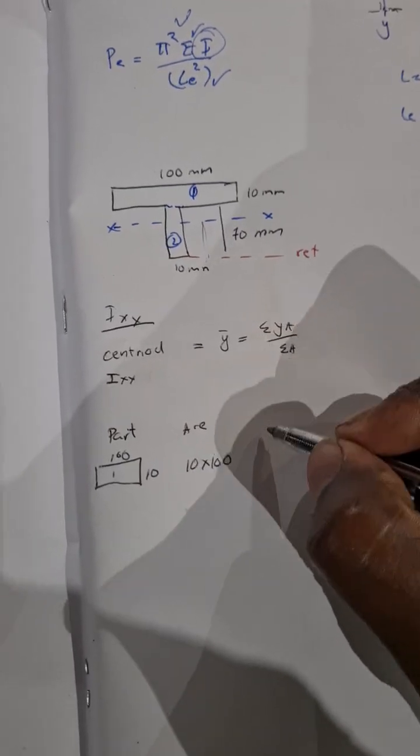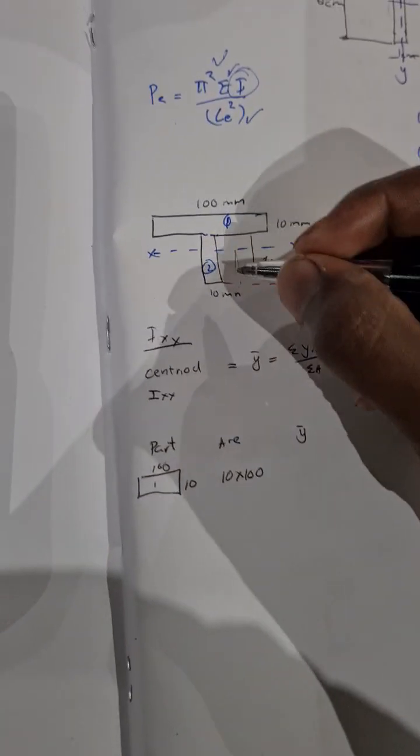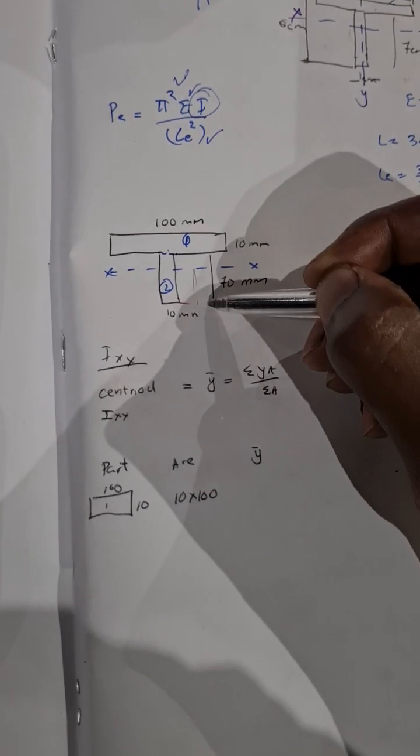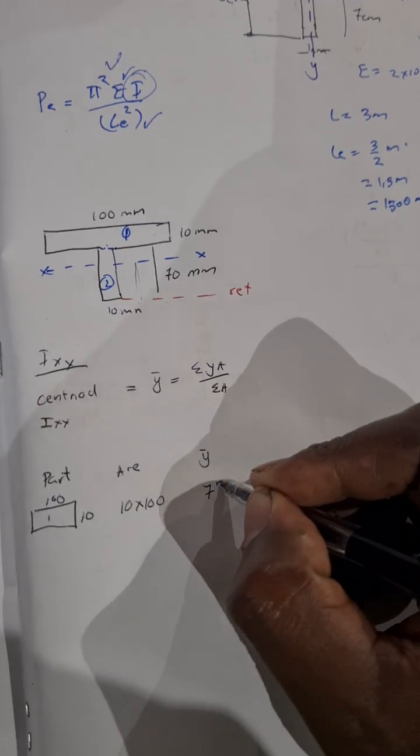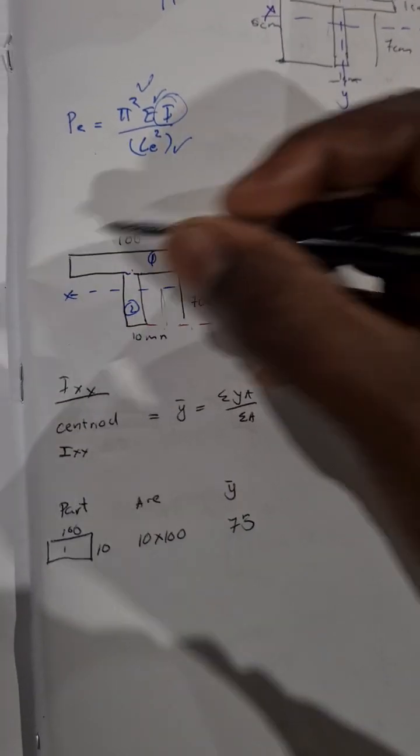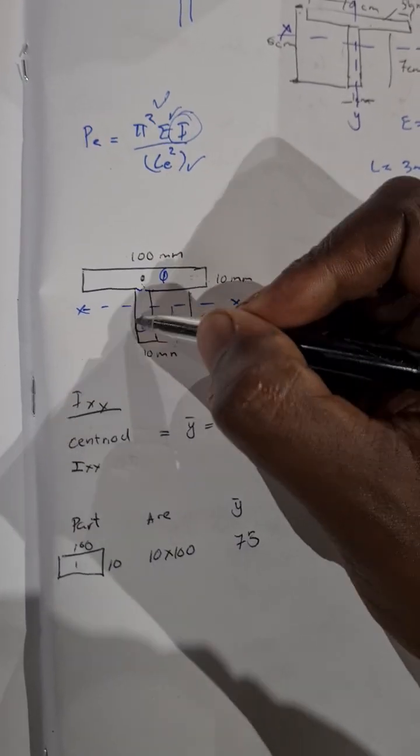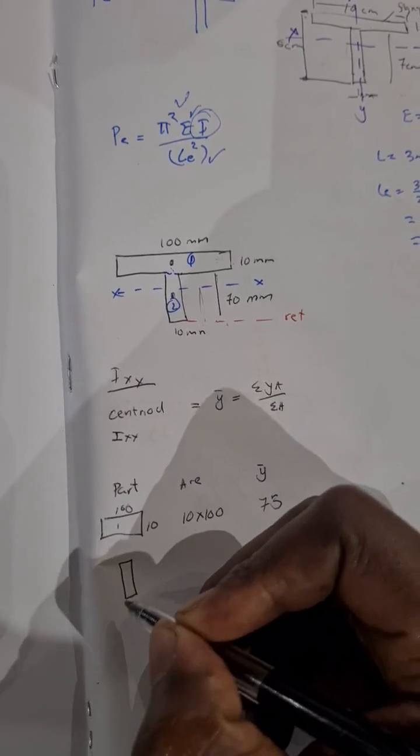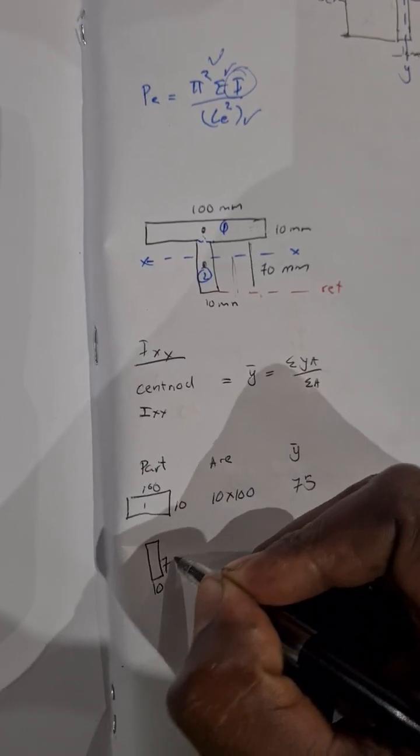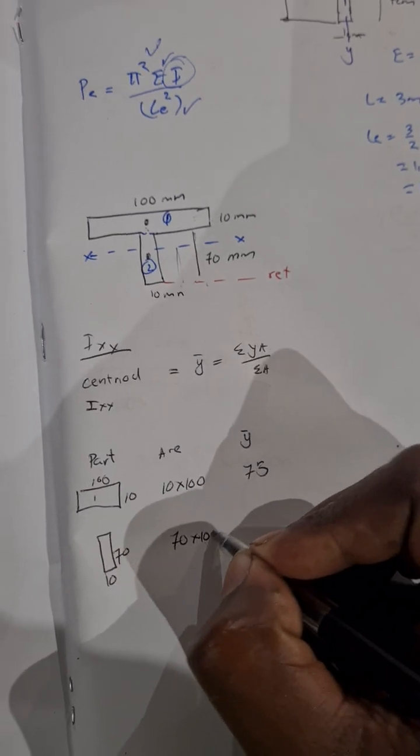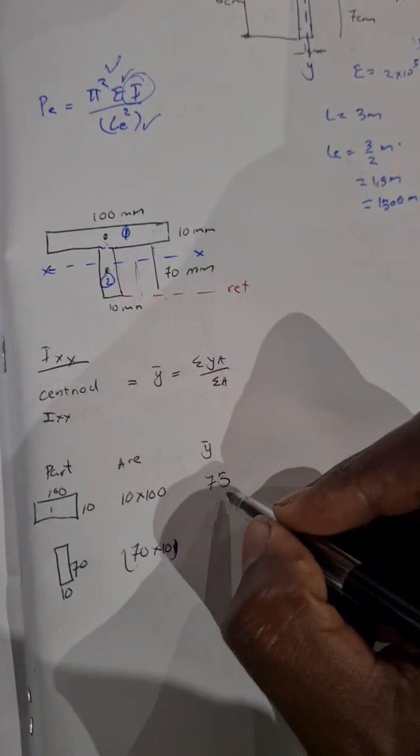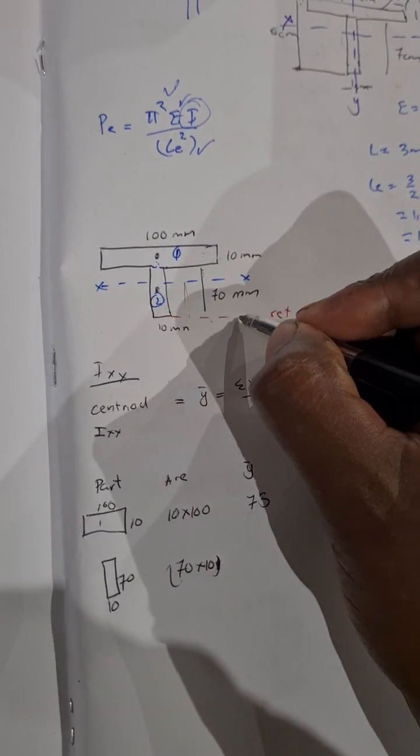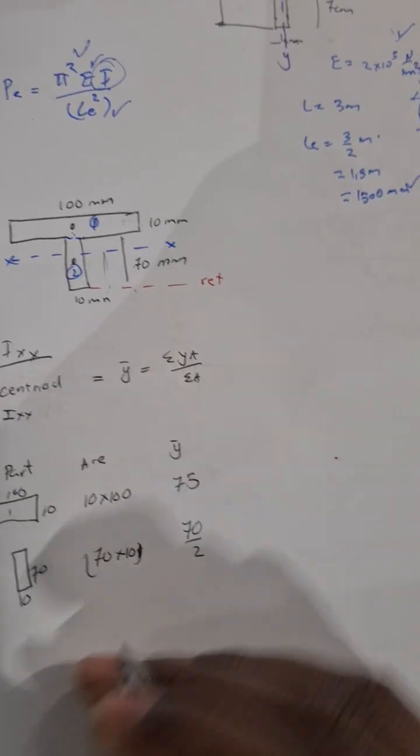So the area, and then y bar. What is my y bar for the first part? From the reference to here, it's 75. Yeah, 75, because 70 plus half of this. Remember, the center of this one is somewhere here. Then again, part 2 is this one, which is 10 by 70, I mean 70 by 10. Then the centroid from the reference to here is 70 over 2, which is 35.